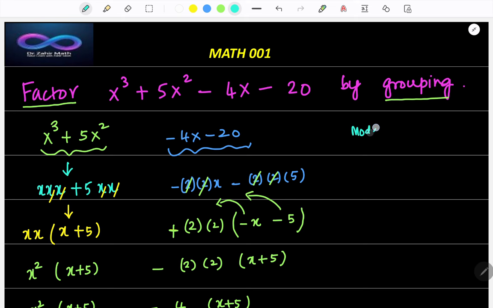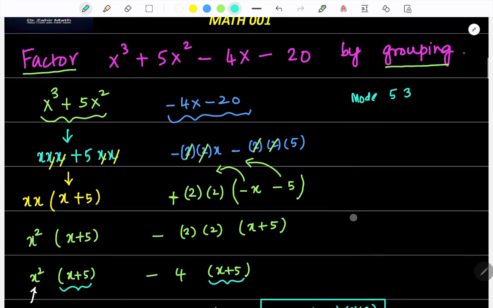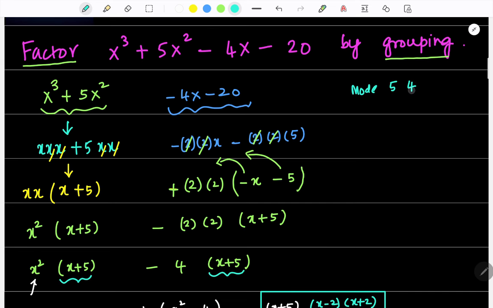Just go mode 5 and then 3. Not 3, 4. Let me also go, don't worry. So it is mode 5 and then, sorry, 4. Yes, correct. I wrote 4. So check first order x cube, x square, x number. So you give 1 equal, then plus 5 equal, minus 4 equal, minus 20 equal.